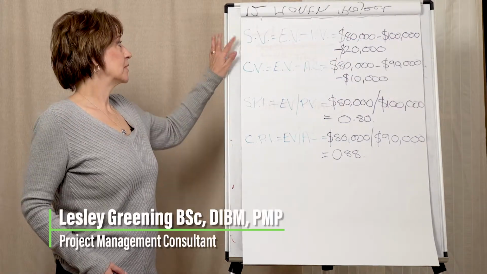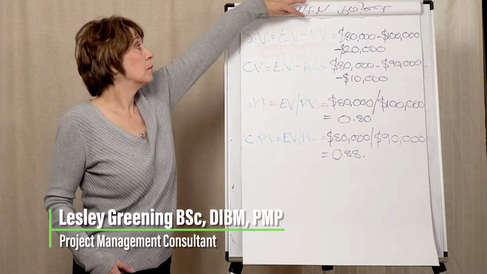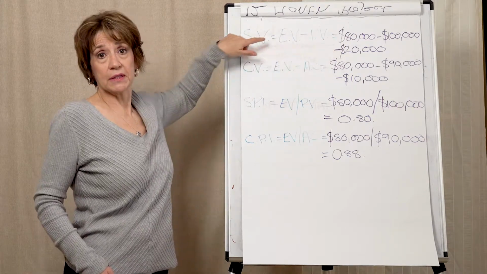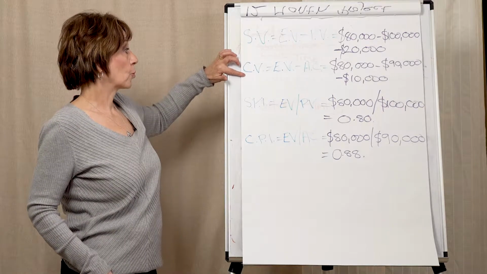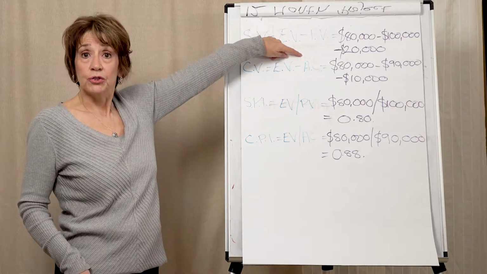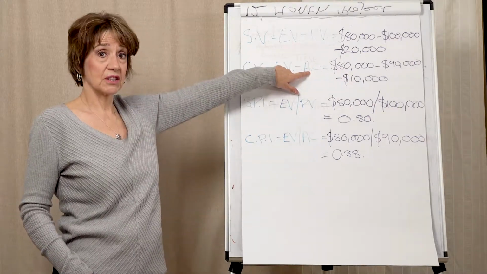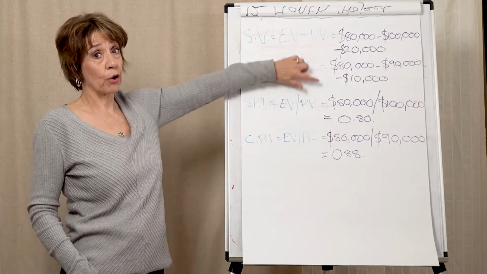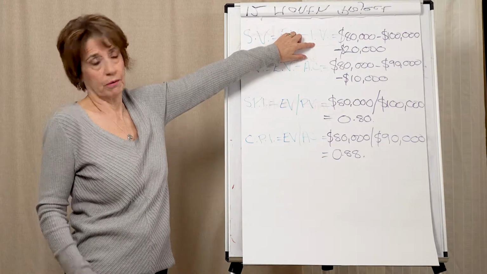So okay, let's look at these figures. You've got your schedule variance, which is equal to your earned value minus your planned value. So that is now 80,000 minus 100,000. That's given you minus 20,000. Your cost variance is equal to your earned value minus your actual cost. So you've got 80,000 minus 90,000 gives you minus 10,000. Now both of these are bad because they're minus. These should be positive for it to be good for your project, or 0.